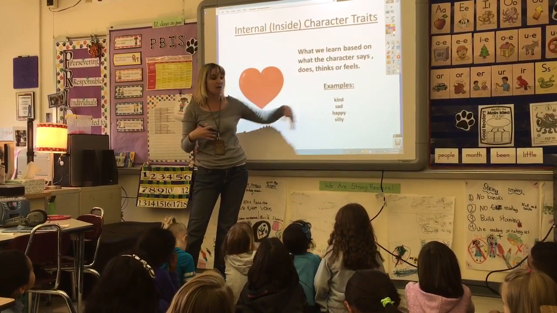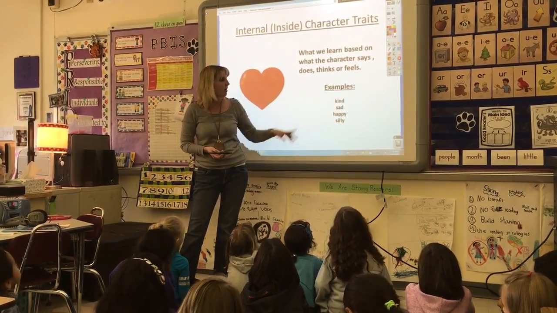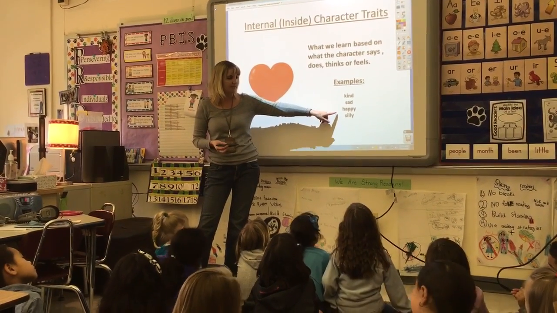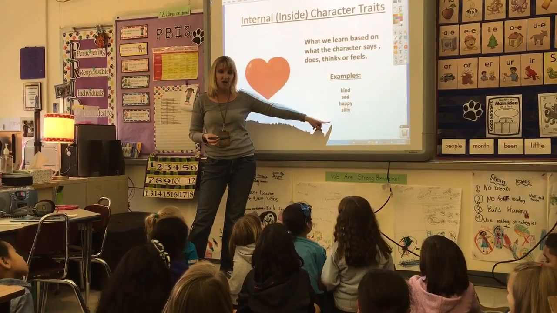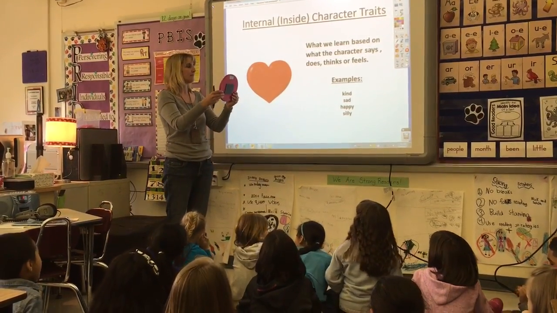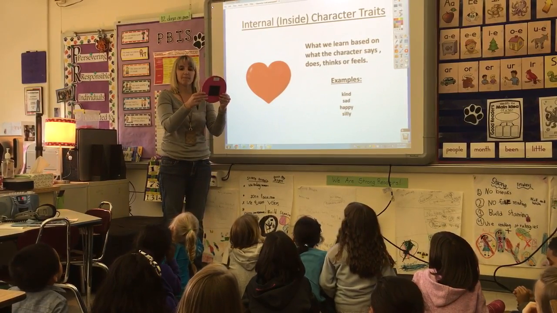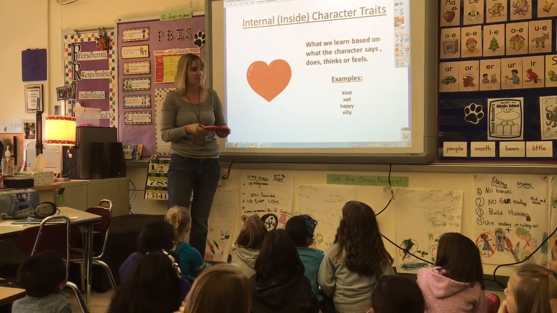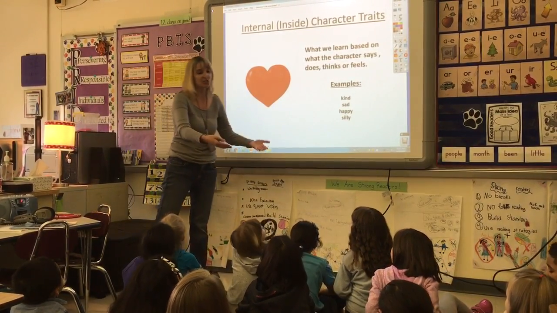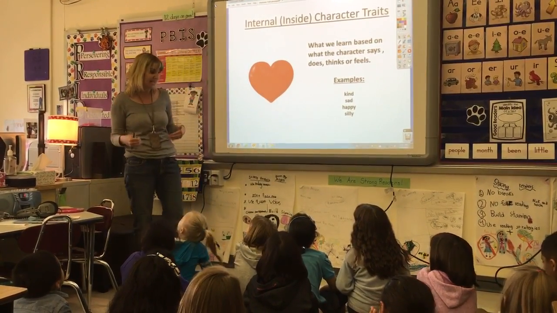Some examples are, are they kind? Are they sad? Maybe something happened and they're sad. Are they happy or silly? Can I look in the mirror and say, I'm kind? No, I'm not gonna see kind. When they do an action, I may predict.